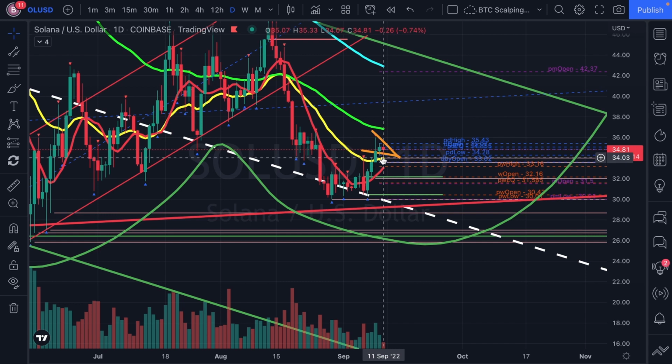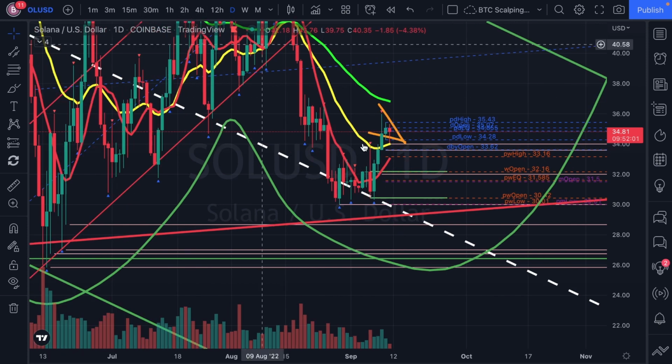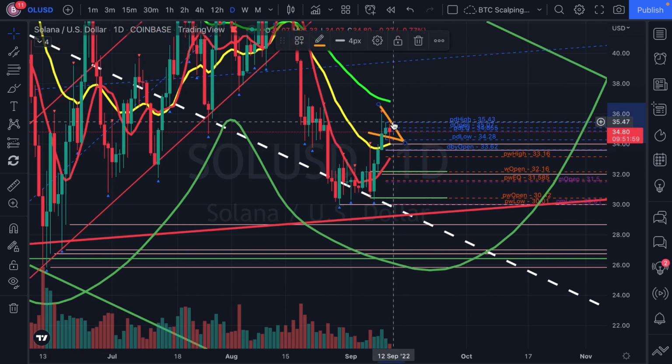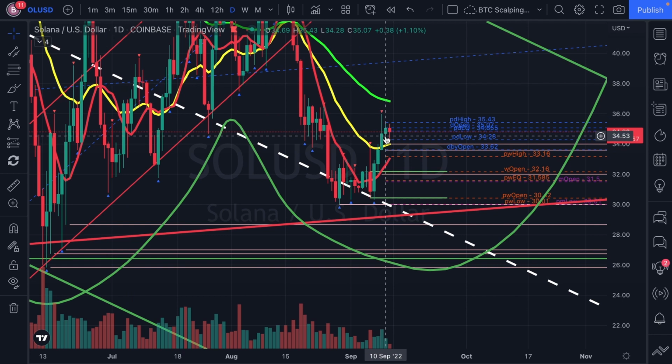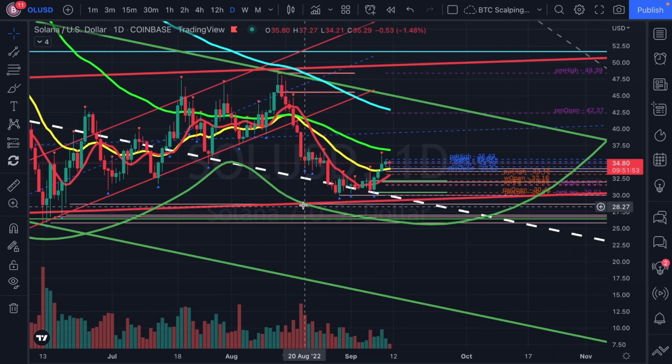Solana is already above the 21 EMA. We can test into the 55, mid of the channel, and then probably higher. But as of right now, the fight is right here. We need to hold 33.60. I'm going to remove this nonsense. The triangle consolidation that I had is not as ideal.